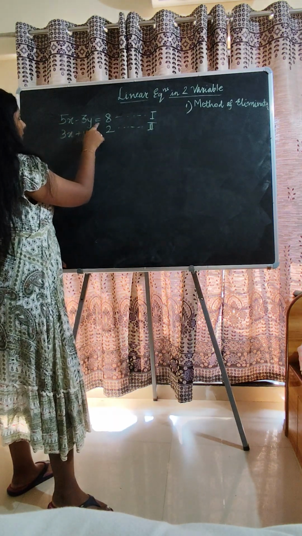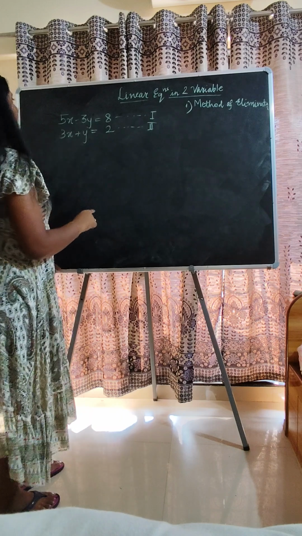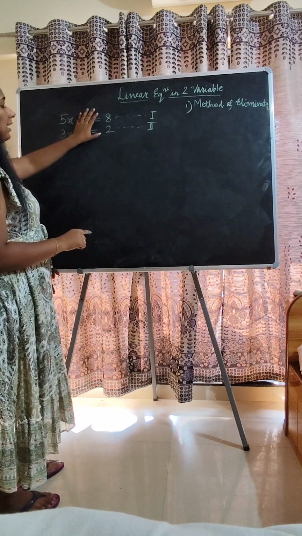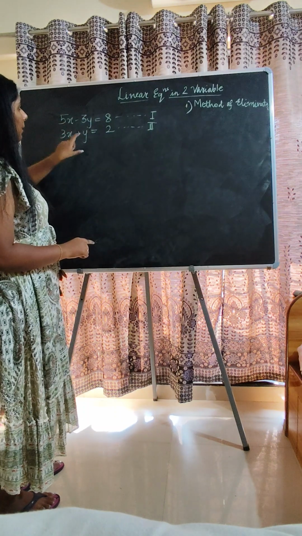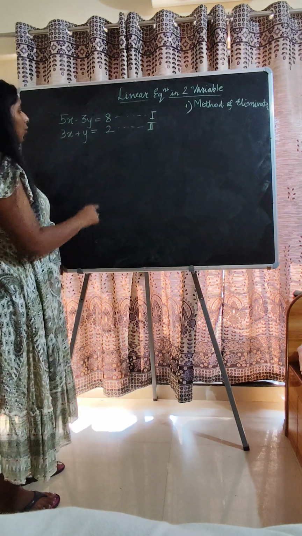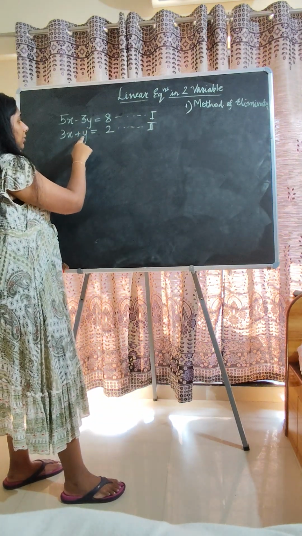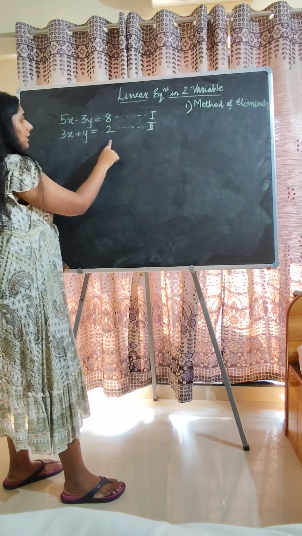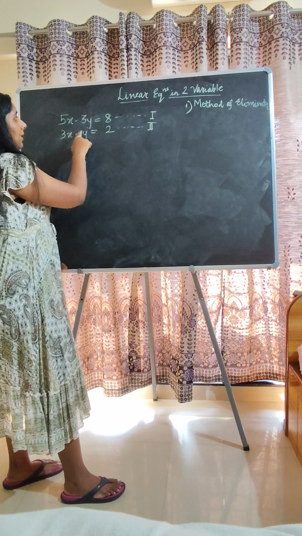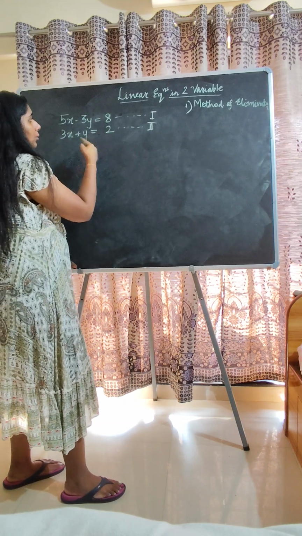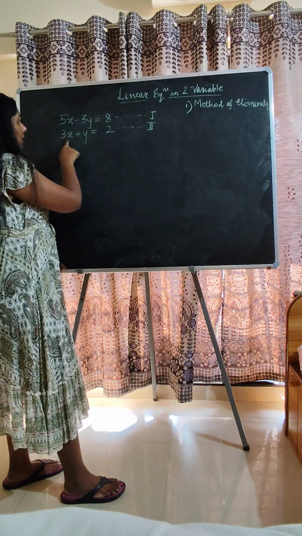You have 5x minus 3y equals 8 and 3x plus y is equal to 2. So you can either eliminate x or eliminate y. We'll eliminate y because the coefficient of y is 1. So when we eliminate y, we need to only multiply this by a single number, that is 3. When we make both of them 3, then they can be added to each other and you can reduce the equation.